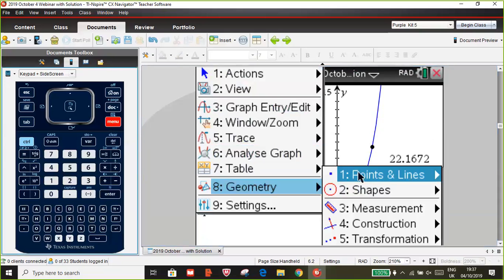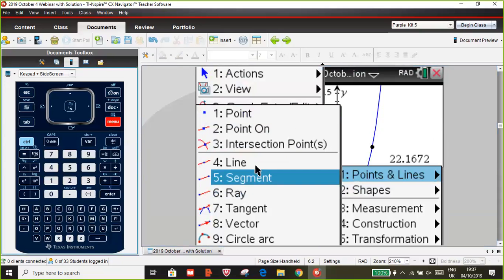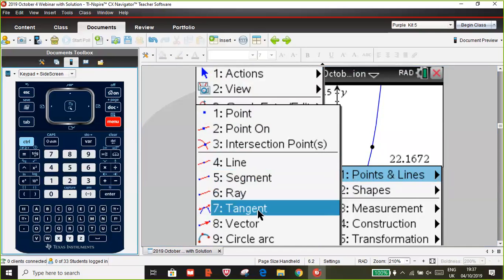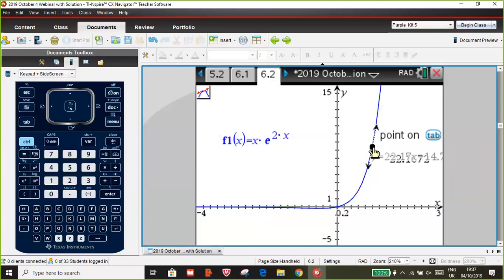Geometry, points and line. Under press to test, right? Points and lines will not be blanked out. It's available. I think construction and transformations are all blanked out, if I remember correctly. But the line segment, the tangent is there. Point to here. Click on it. There's a line already. That's escape. Now I need to move this away.